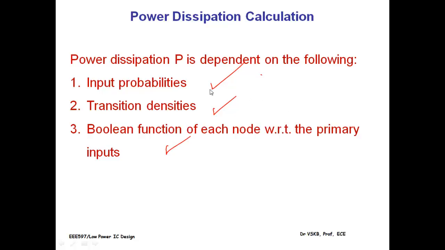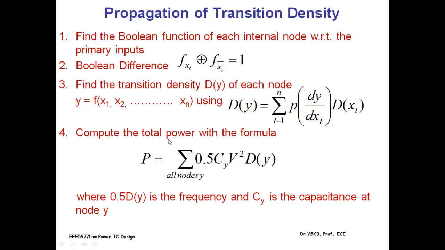This is to summarize again. Input probability we calculated, and using them, the transition density is what is given. We had gone for finding out the Boolean function of each node with respect to the primary inputs, and we have the final process. I am summarizing once again: the Boolean difference, find the transition density D of y of each node with respect to each of its inputs. That is what we had done for our inputs A, B and C.